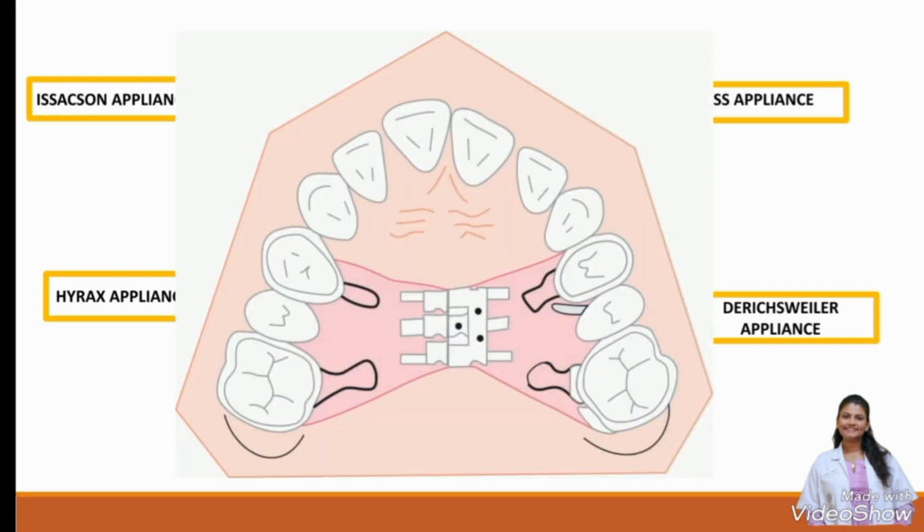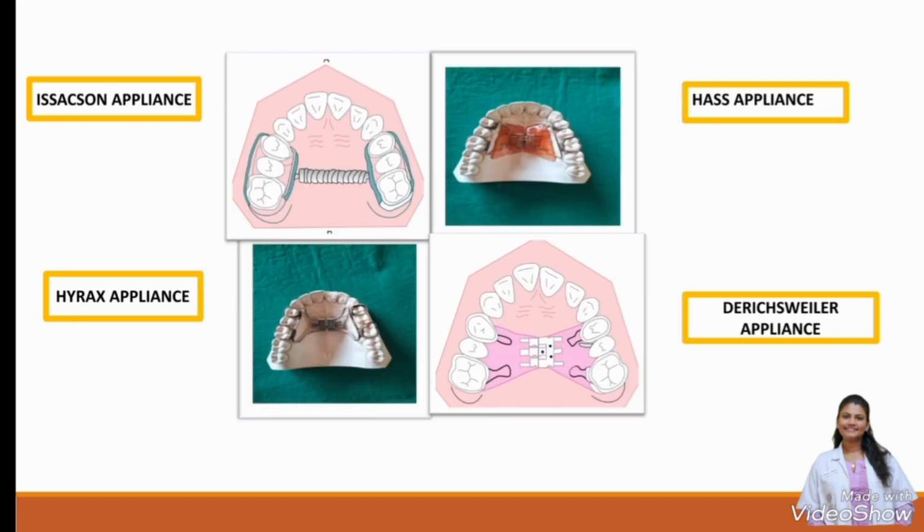Whereas in Derichsweiler, the support is taken from tooth as well as tissue, but the wire is not used in this appliance. It is direct. The acrylic plate is connected to tooth structures without using wires, so the stress force is not equally distributed.